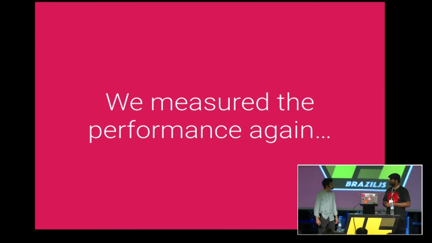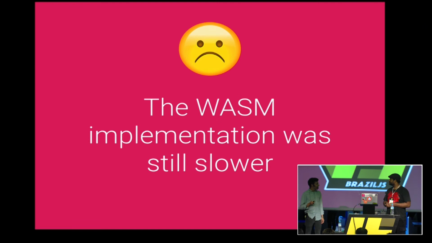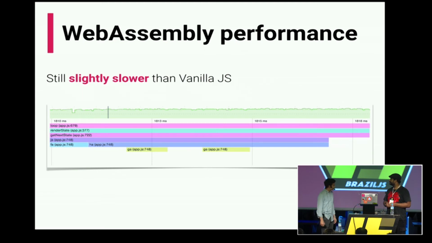So we measured the performance again after this rework, and the wasm implementation was still slower, surprisingly. Not incredibly slower, but still slightly slower, and this was bothering us. We were expecting WebAssembly to be faster.